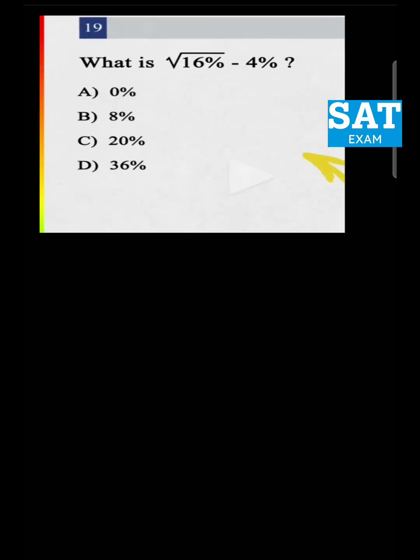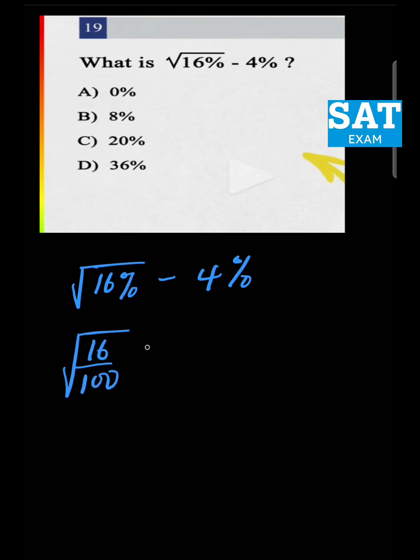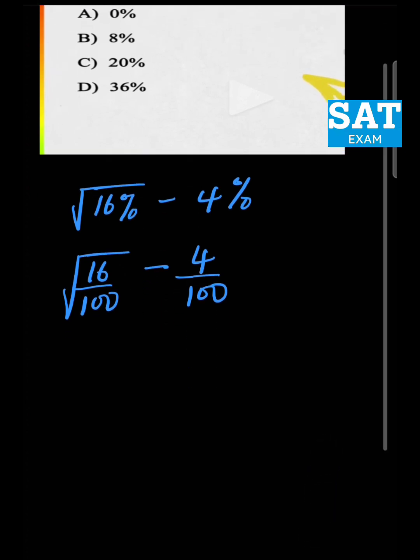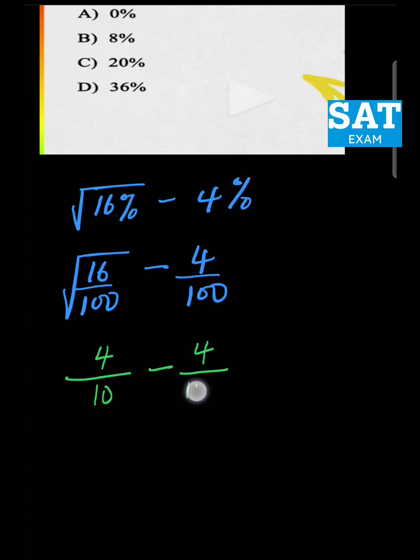What is the root of 16% minus 4%? So we are given this expression, root of 16% minus 4%. This is a percentage problem. When you have a number percent, it is the same as that number divided by 100. So this is going to be the root of 16 divided by 100 minus 4%, which is the same as 4 divided by 100. And in this case, when you have a square root of two numbers separated by division, we can take the square root individually. So when we take the square root of 16, it's going to be 4, over the square root of 100, which is going to be 10, minus 4 over 100.